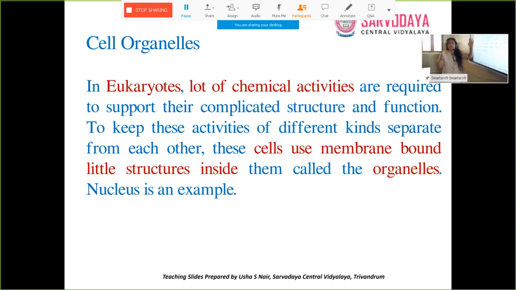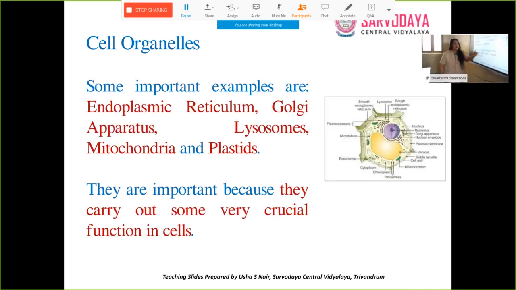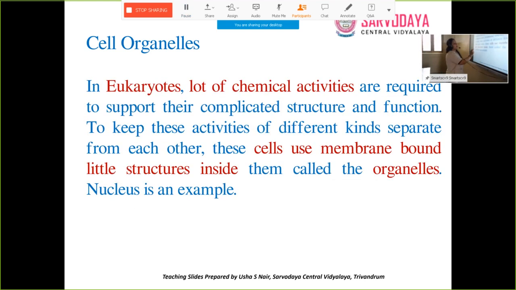When I have highlighted in red, you should understand that it is important. In eukaryotes, a lot of chemical activities are required to support the complicated structure and function. So to keep these activities of different kinds separate from each other, cells use membrane-bound little structures inside them called organelles. The nucleus is an example.